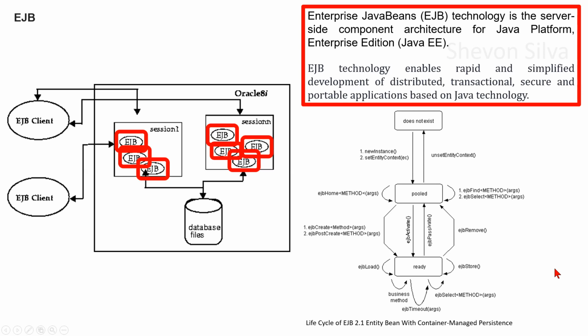ejbCreate method: you must implement an ejbCreate method corresponding to each create method declared in the home interface. When the client invokes the create method, the container first invokes the constructor to instantiate the object, then it invokes the corresponding ejbCreate method.